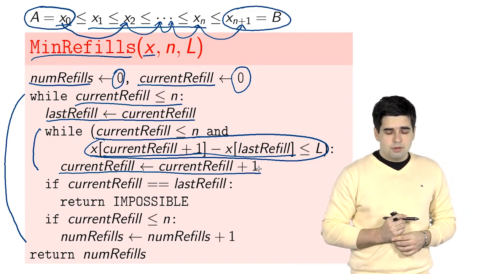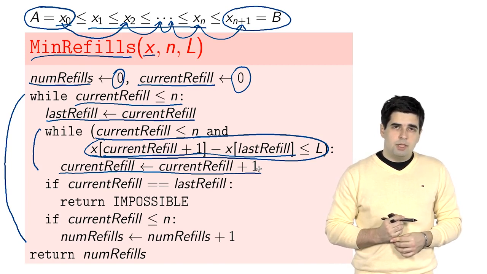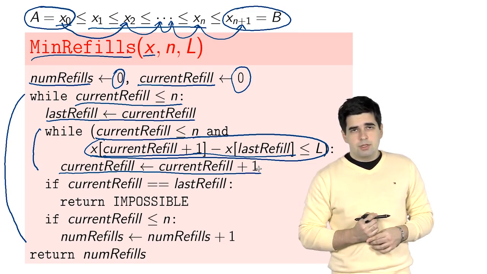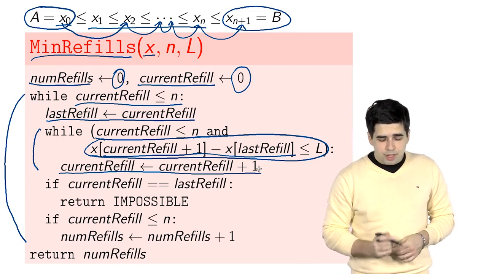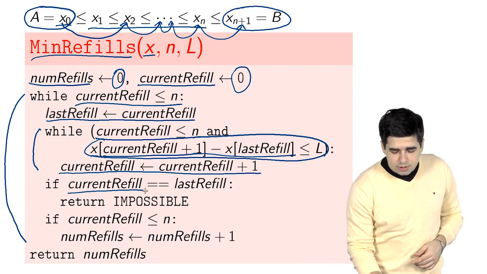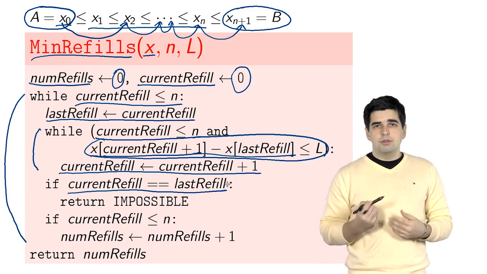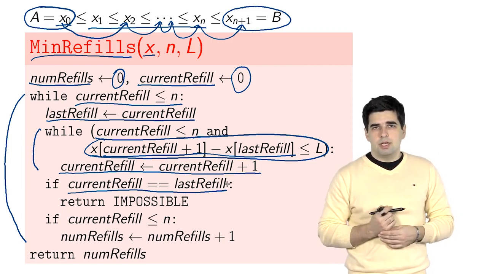When we exit this internal while loop, we're already maybe in the point B, or we may be in some point which is the farthest reachable gas station. Now we compare it with our last refill position, and if it turns out that it is the same, it means that we couldn't go to the right. We don't have enough fuel even to get to the next gas station.